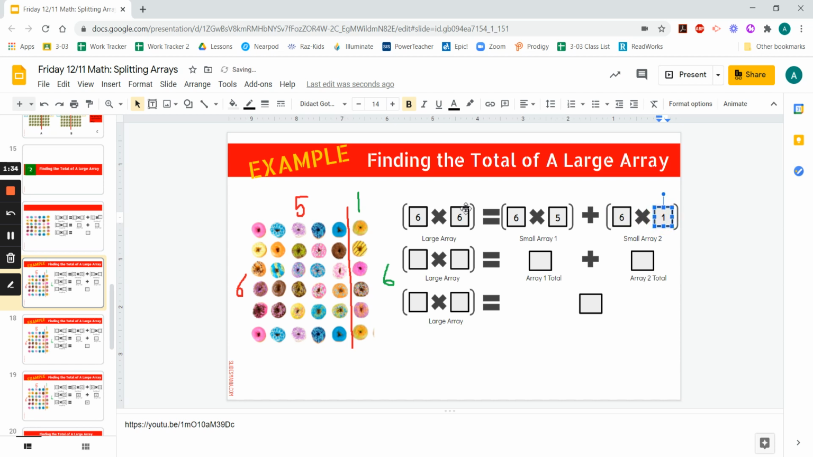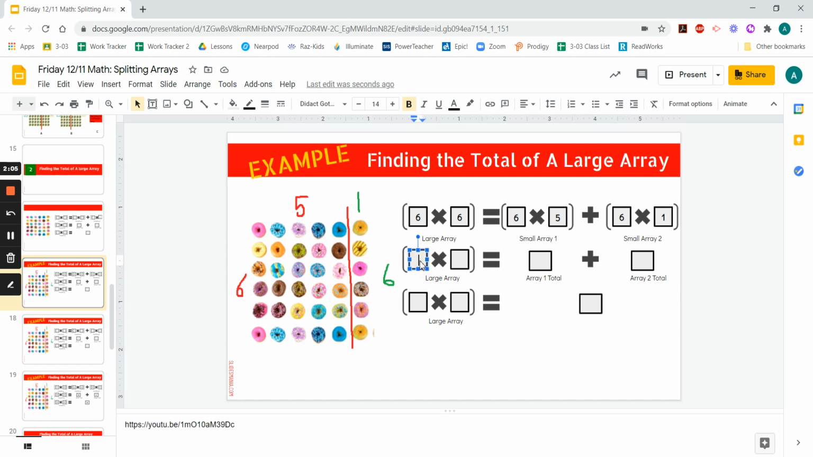Notice how for all of the arrays, I have the same number of rows. But because I split it vertically, my columns are different. But I know that my large array has 6 columns, and then my two smaller arrays have columns that add up to 6. One has 5 columns and the other has 1 column. So this is the first step in setting up the equation.